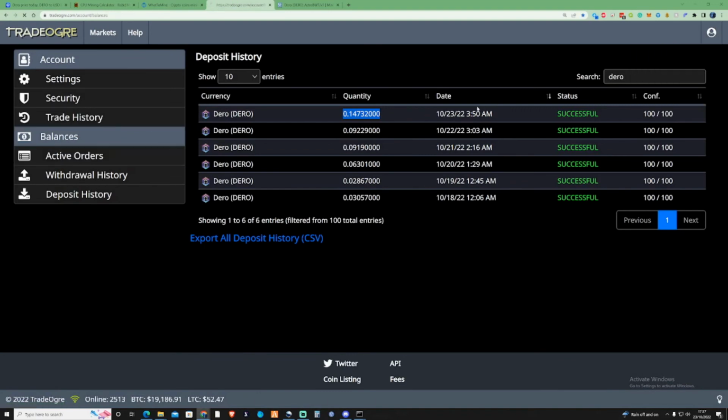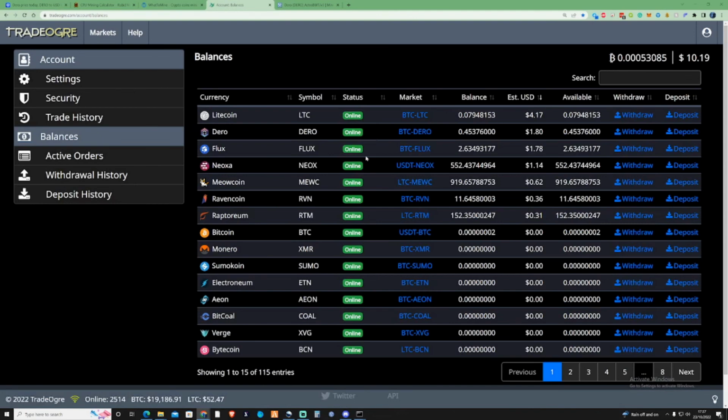I'll show you my balances, because there's nothing high in here, but this is all that I've been doing as far as earnings. I did mention it was like $1.50, but actually it's $1.80 worth of DERO that I've acquired in the past 6 days. So that's not too bad. I'm happy with those results.